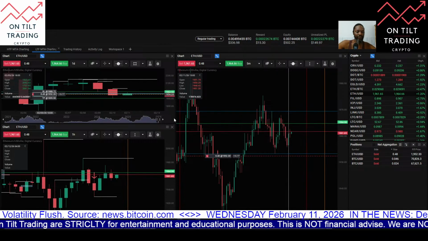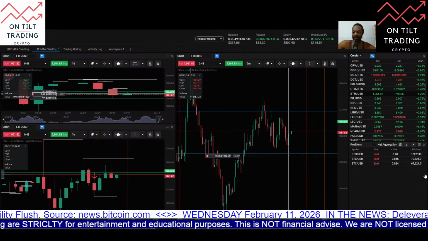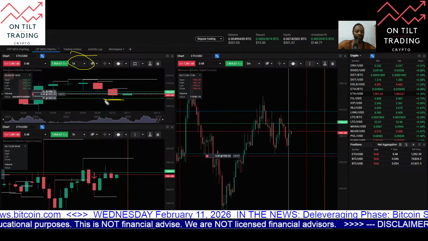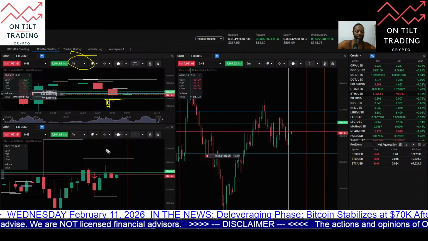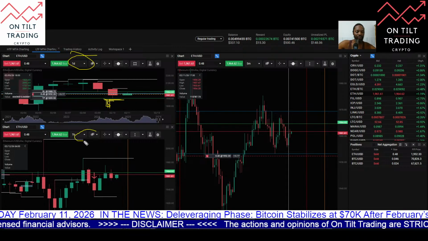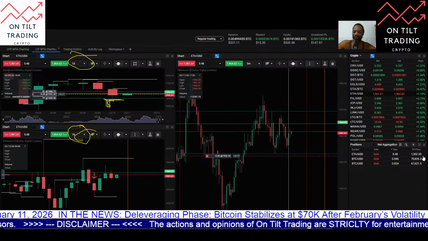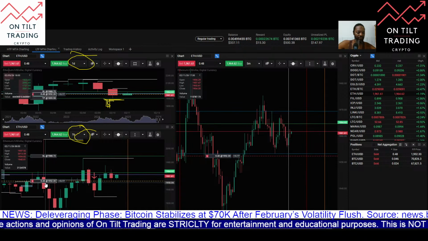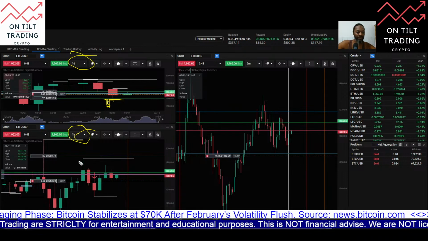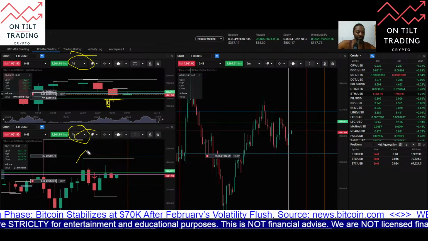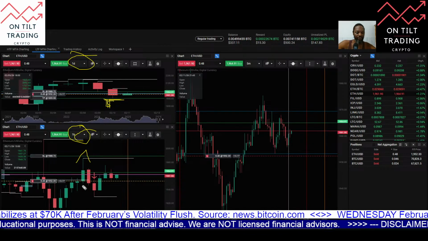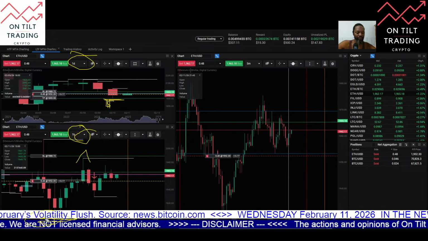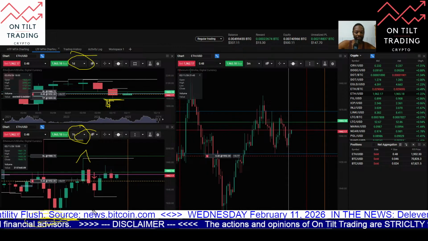But the profit target, as I mentioned on the daily, is the sell side liquidity resting below yesterday's low. And then here on the hourly chart, you can see my stop loss is above this swing high here, and then my profit target is down here at these near equal lows.